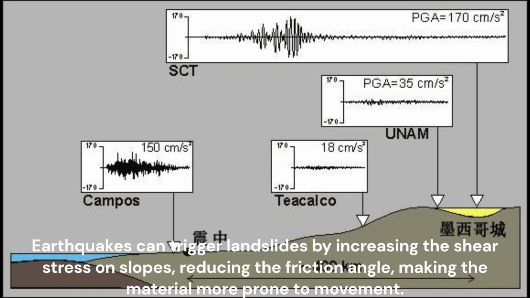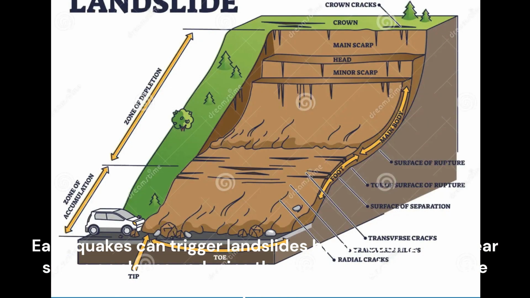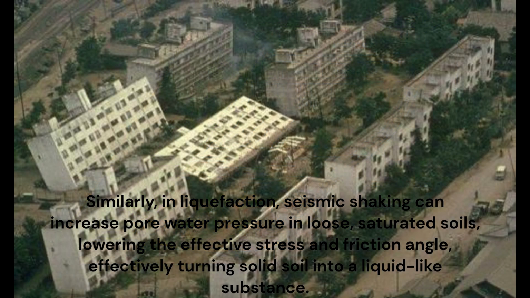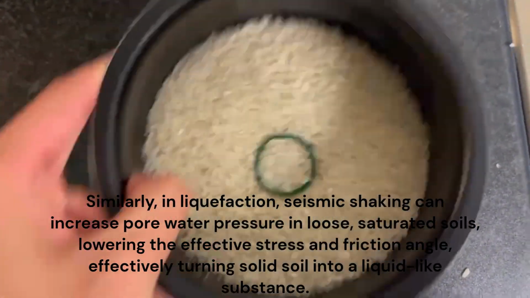Earthquakes can trigger landslides by increasing the shear stress on slopes and reducing the friction angle, making the material more prone to movement. Similarly, in liquefaction, seismic shaking can increase the pore water pressure in loose, saturated soils, lowering the effective stress and friction angle, and finally turns solid soil into a liquid-like substance.